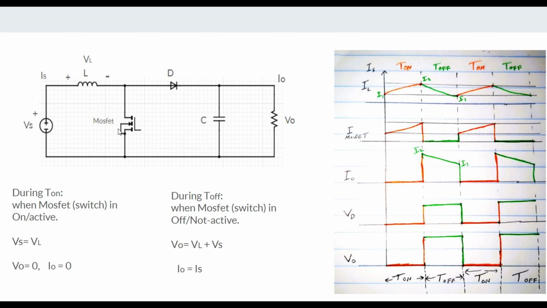And in the off state, this path is open, not connected. That's why you can see this is zero. The current through the MOSFET at off time is zero. Let's take the next wave, which is the output wave. As I already told you, when the MOSFET switch was on, nothing was passing through here, so the output current will be zero at on time. But at off time, the same amount of current will flow through the output as from the input source. So Is is equal to Io. That's why this wave and this wave are the same.